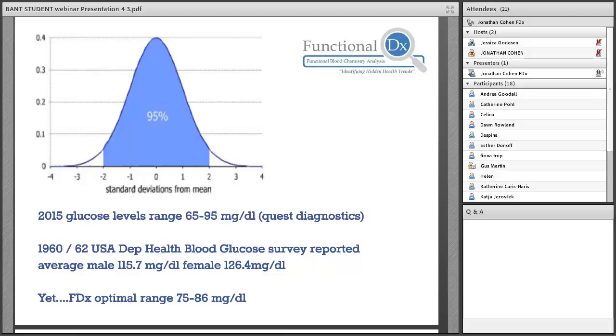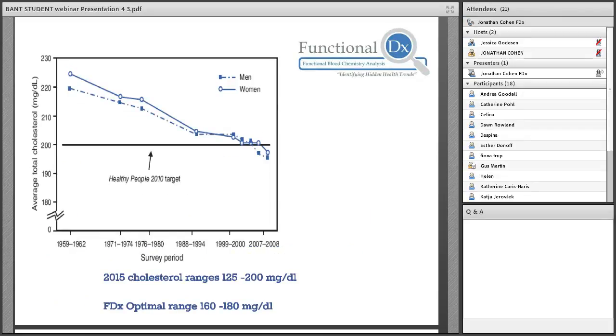Yet our optimum range is between 75 and 86. So in other words, you don't want too low a range and you don't want too high a range. You want an optimal range. You don't want to be hypoglycemic and you don't want to be hyperglycemic. Likewise, cholesterol ranges currently are 125 to 200 milligrams per deciliter. Our optimal range is 160 to 180. Too low a cholesterol range is unhealthy. Too high could be considered dangerous. You want to be somewhere in the optimum level.